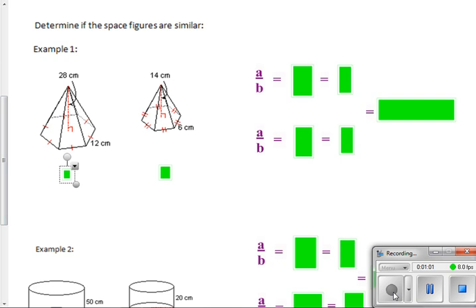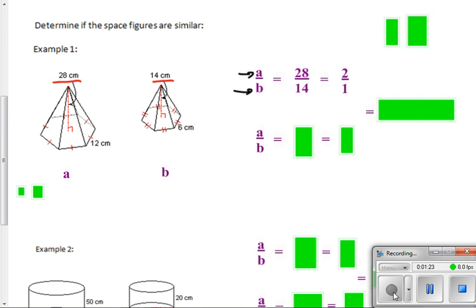So I'll start you off here in example 1. I think it's easiest to go ahead and name these figures. I'll say A and B again. In A and B, all my side lengths from A are going to be the numerator, and B would be my denominator. So I start off with 28 over 14. 28 in figure A, 14 in figure B. Both of those would reduce to 2 over 1. Again, this is a ratio, so we'd like to have a numerator and denominator. So 2 centimeters to 1 centimeter, basically.